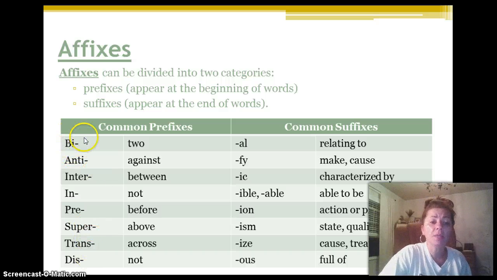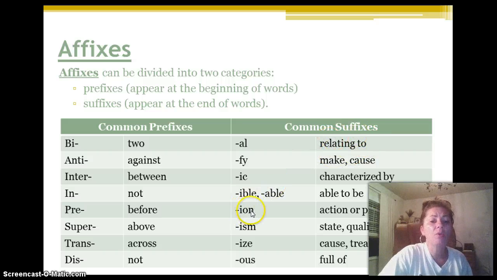Now if you use bi in the beginning of the word, like biannual, annual means year. So if we put bi in front of it, that means every 2 years. Okay, so that's how you use a prefix. You add it to the beginning of a word. Over here we have suffixes and they get added to the end of a word. So we have AL, FY, and these things mean something. If you add AL to the end of the word, it means relating to.